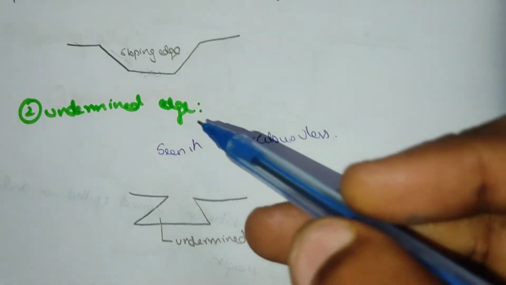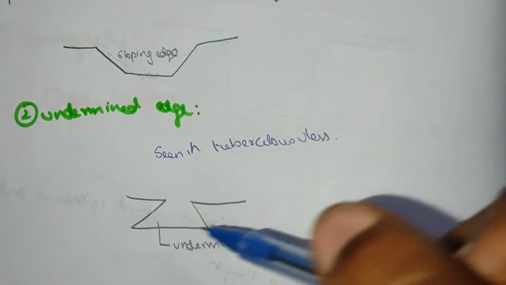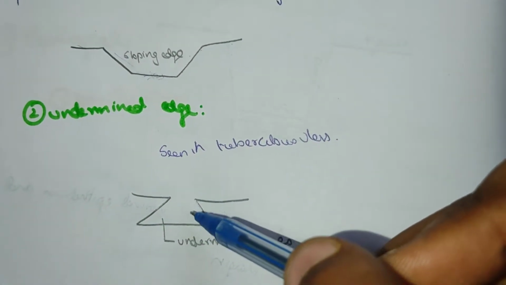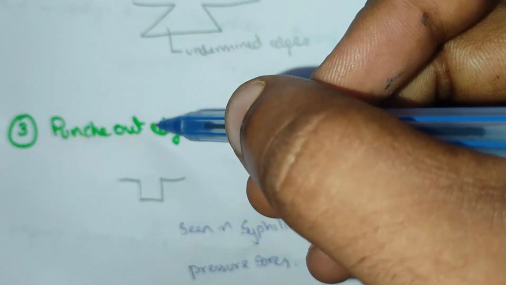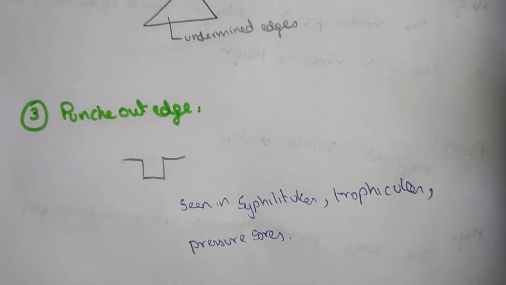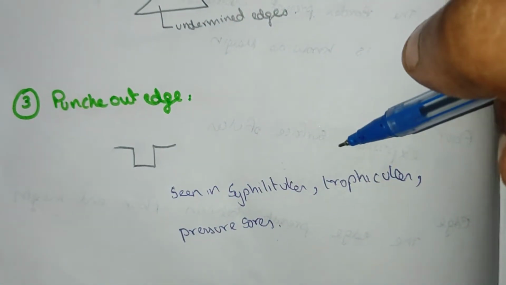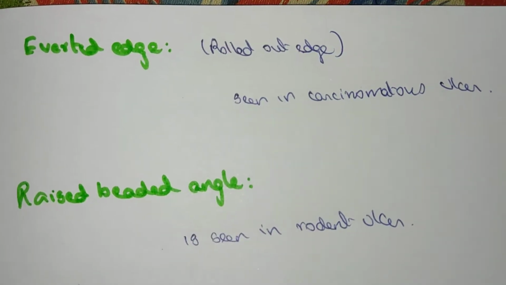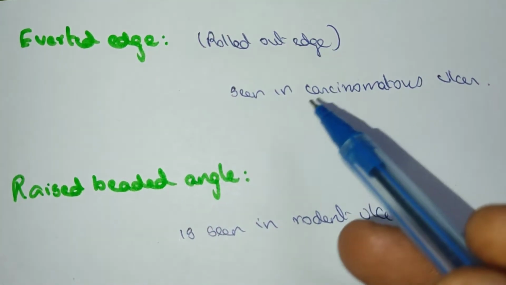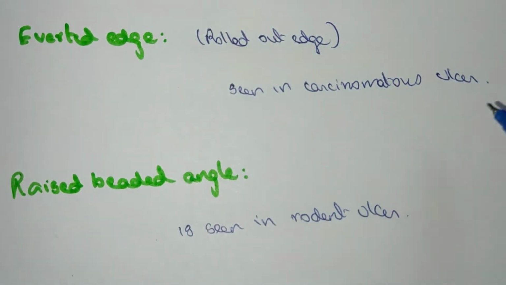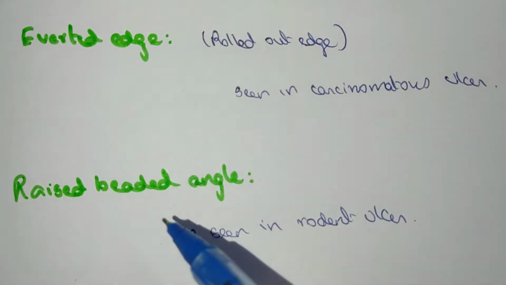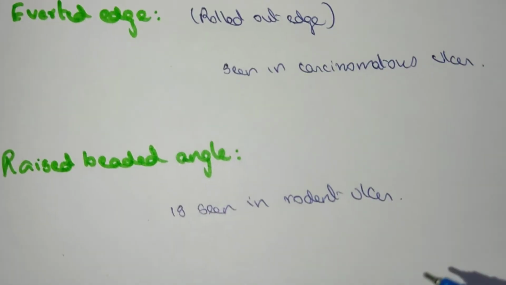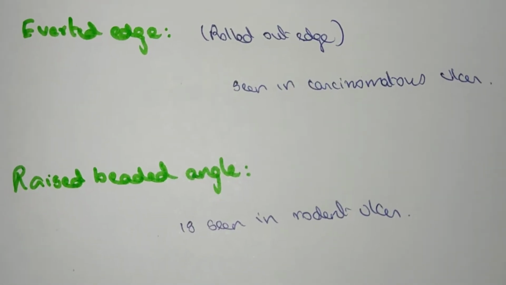Undermined ulcer, which is seen in tuberculous ulcer. The inner part is too long and the outer part is small. The punched edge ulcer, also known as square cut ulcer. It's seen in syphilitic ulcer, trophic ulcer as well as pressure sores. Everted ulcer, it is a rolled out edge, seen in carcinomatous ulcer, which is seen in squamous cell carcinoma. Raised beaded edge is seen in rodent ulcer. These are the different types of edges.